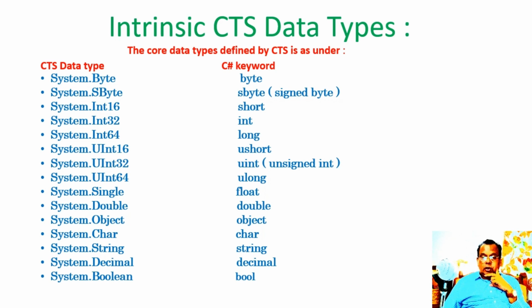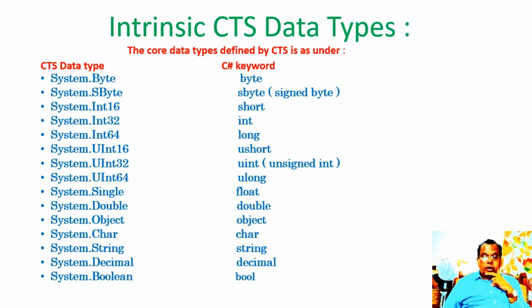System.Int64 is our long. System.UInt16, that is unsigned int 16, is nothing but ushort, that is unsigned short. Again, System.UInt32, that is unsigned int 32, is uint, unsigned int. Next, System.UInt64, or unsigned int 64, is ulong, that is unsigned long.